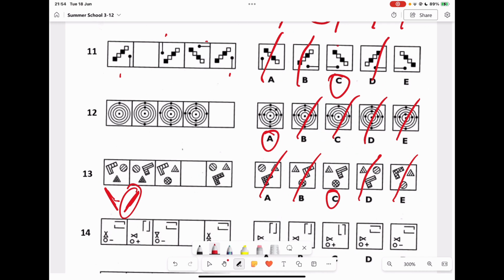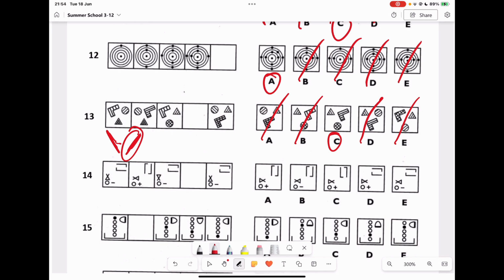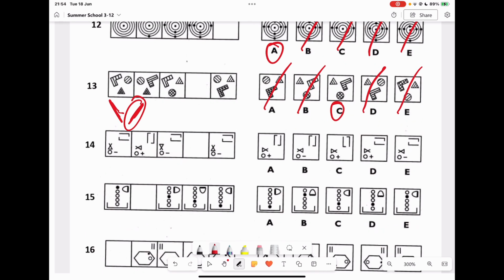So that is C, A, and C. Okay, next we are looking at the rotation of the shape in the top right, and we can see that it's rotating by 90 degrees in each shape. So in the next one we can expect it to be like this. So we can rule out C, D, or E.